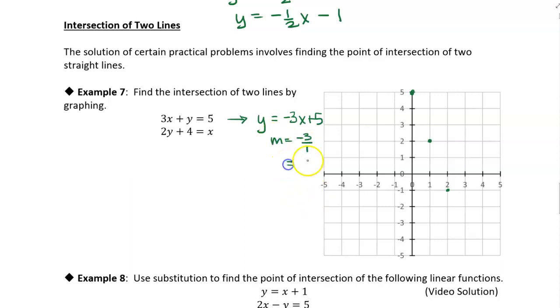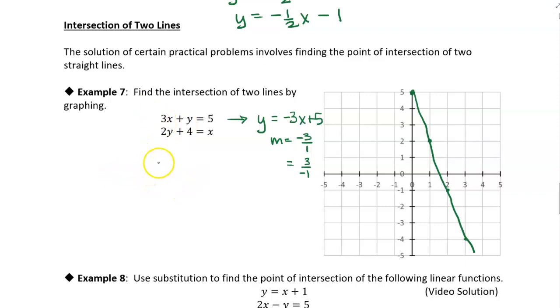It's also equal to 3 over negative 1. In this case, I don't necessarily want to go the other direction, but I can just find more points by going down 3 and over 1. Then I can just draw a line through those points. I'm not very good at drawing lines with this pen, but pretend that's a line. There's our first line.